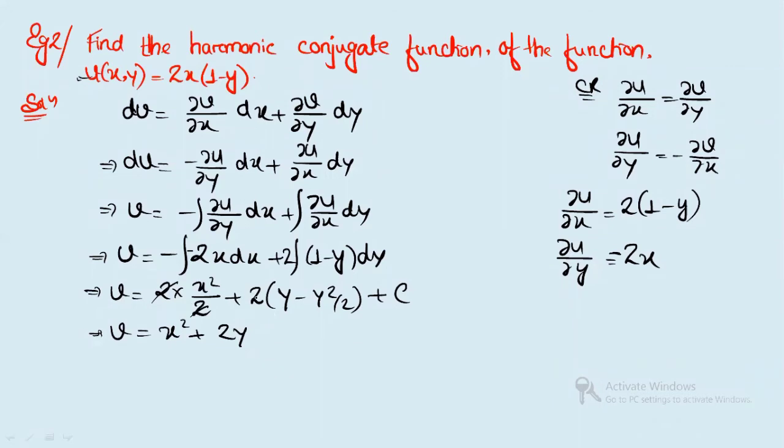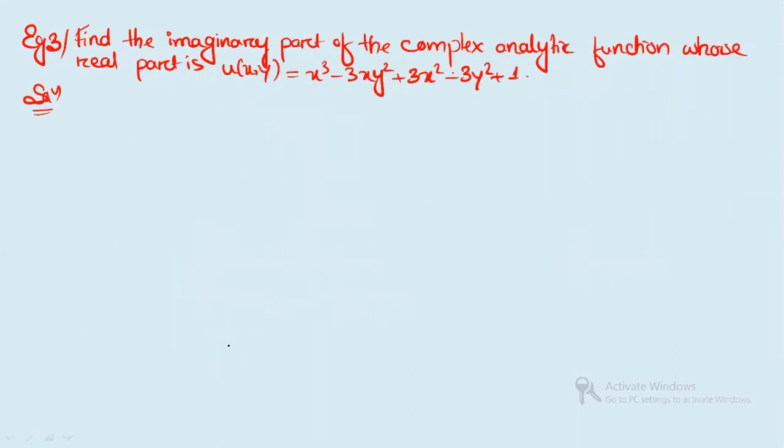So let's see again. We have written the first term x square, this is twice y, and for the second term there will be a minus sign, 2 and 2 will get cancelled and you will have minus y square plus c. So this is the imaginary part. This is very simple, this is how you can calculate. Now we will see one more example.